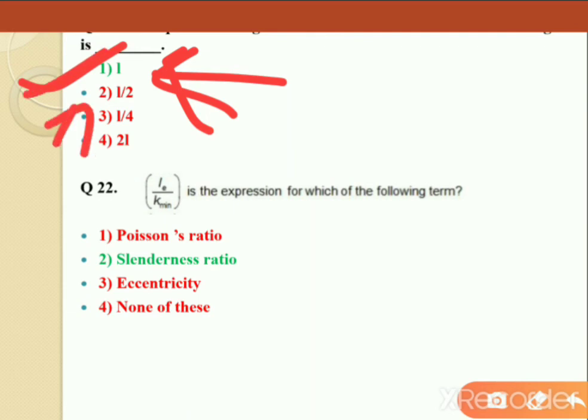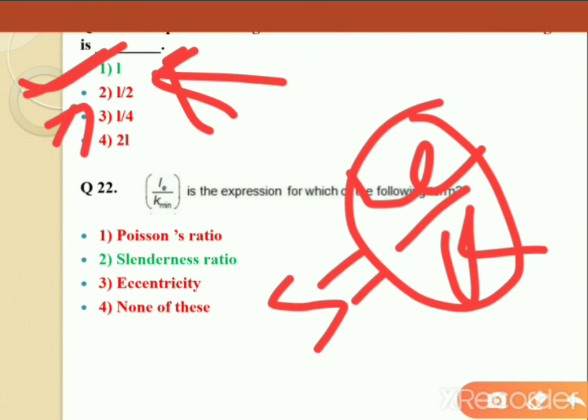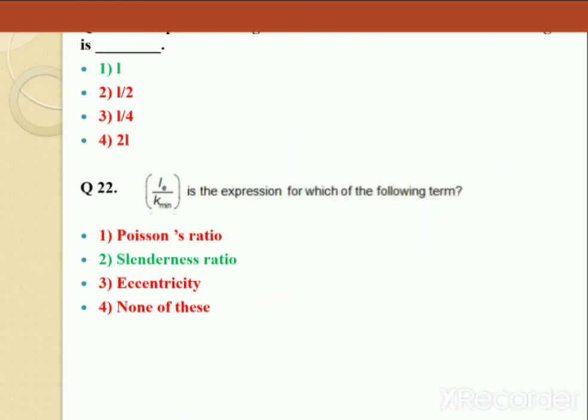And here question 22, Le by k minimum. Le by k minimum expression. So it is the slenderness ratio, that is actually Le by k, the ratio of Le by k. So here option 2 will be the correct answer.